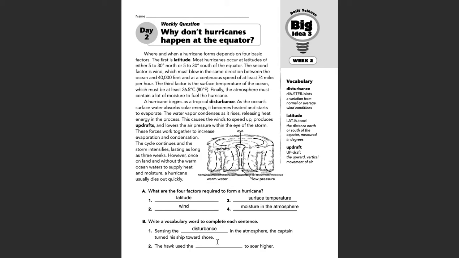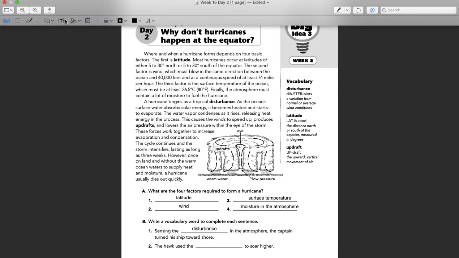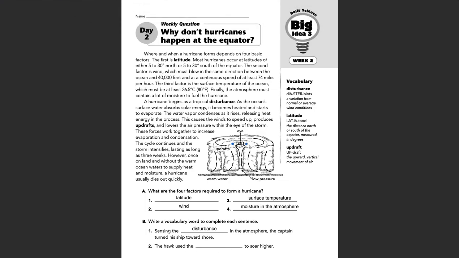Number 2, the hawk used the blank to soar higher. Well, if it's between latitude and updraft, updraft means the upward vertical movement of air. I would think a hawk would use the updraft to soar higher or fly higher. So we have updraft, and there you have it, guys.